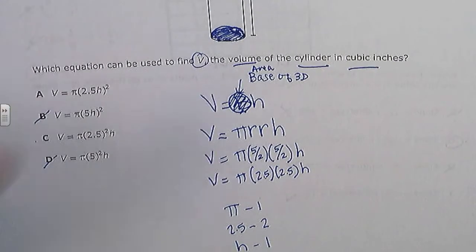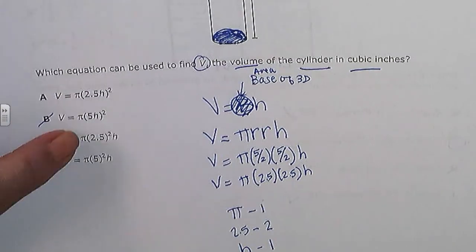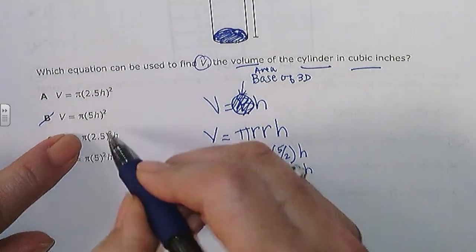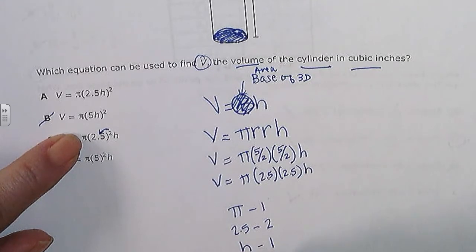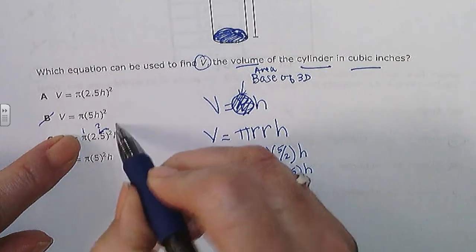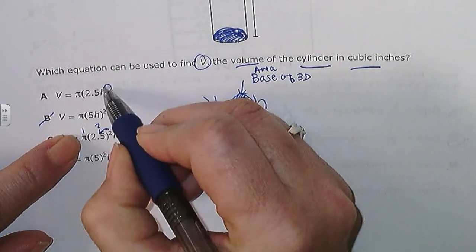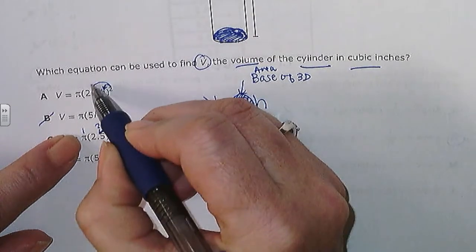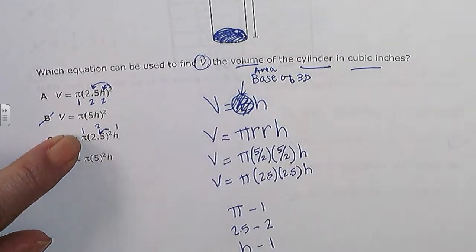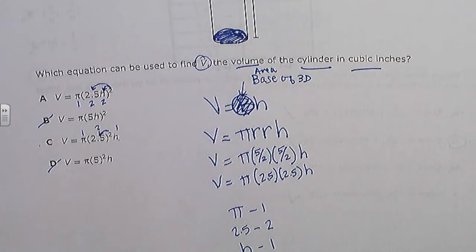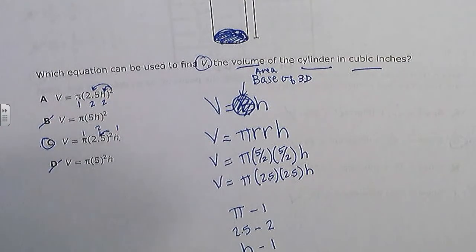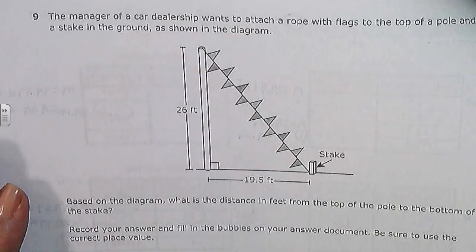Back to these. How many pies do you see? 1. Now let's talk about these 2's. This 2 only applies to what's inside this parenthesis, and then there's 1 H. So I see 1 of those, 2 of those, and 1 of those. Over here, this 2 applies to everything. That means you've got 1 of those, 2 of those, and 2 of those. We only need 1 H. So the answer is C. You'll see more of that in Algebra 1. Let's go to the next question.